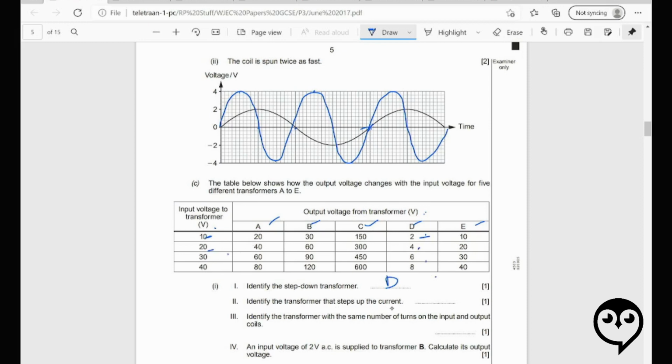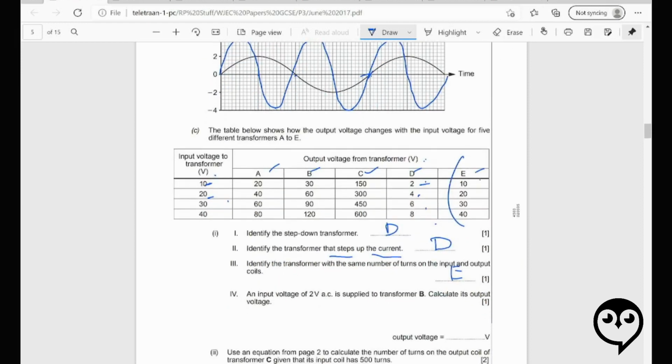Identify the transformer that steps up the current. Well, E keeps it the same. Steps up the current. If you step up the current, that should be from lowering the voltage. Identify the transformer with the same number of turns as input and output. That's E.